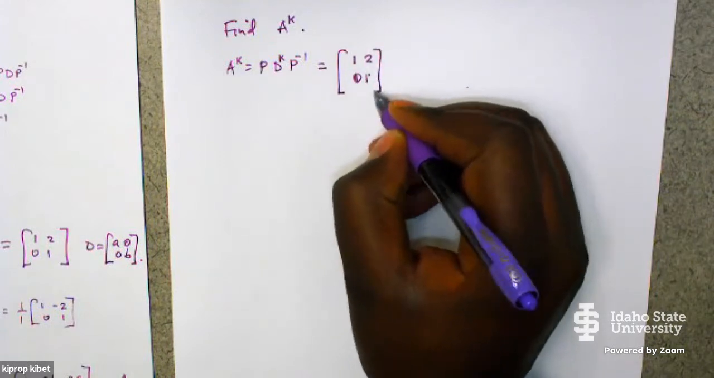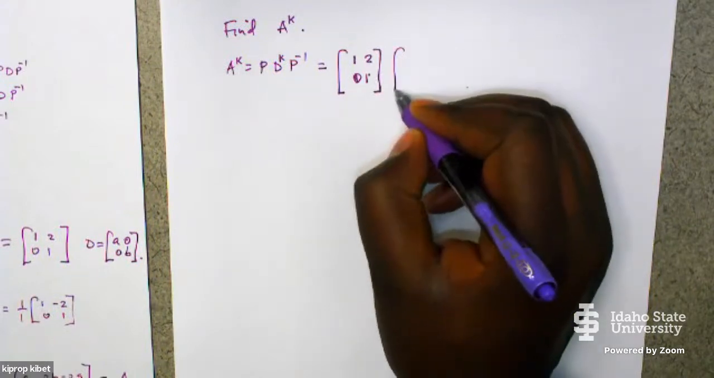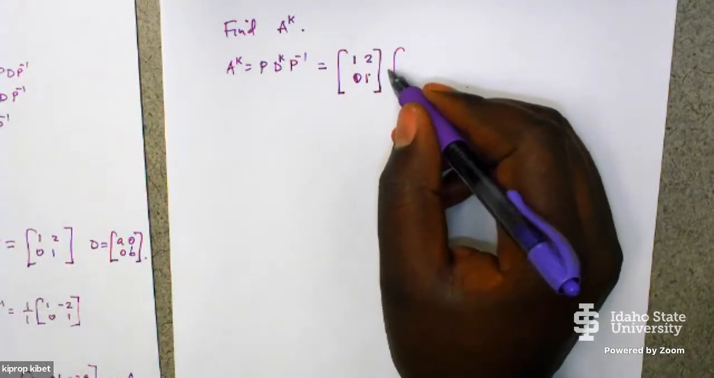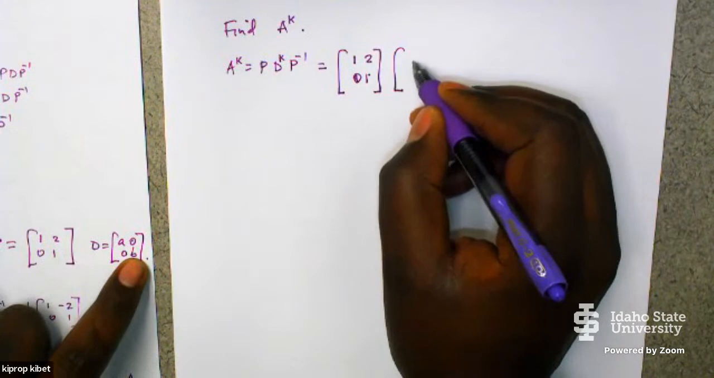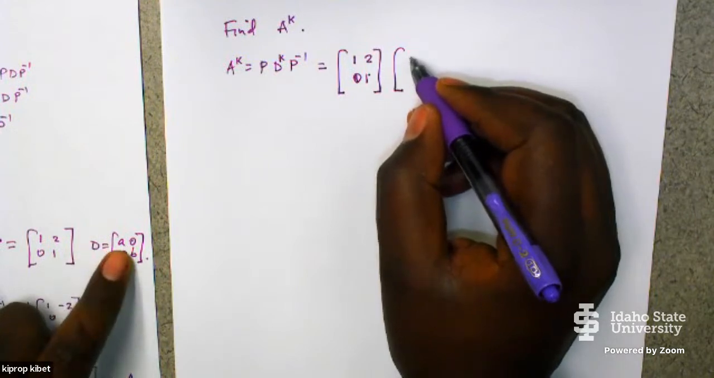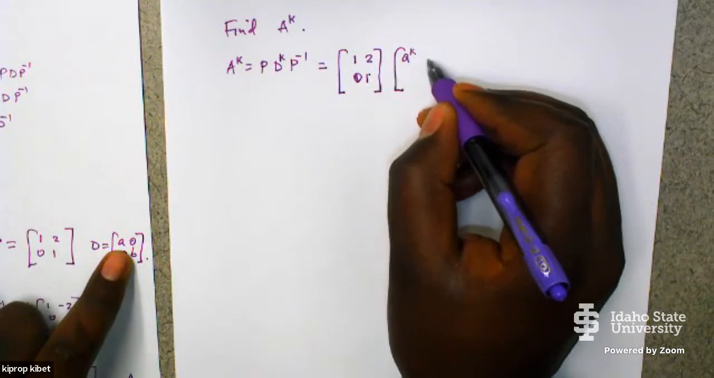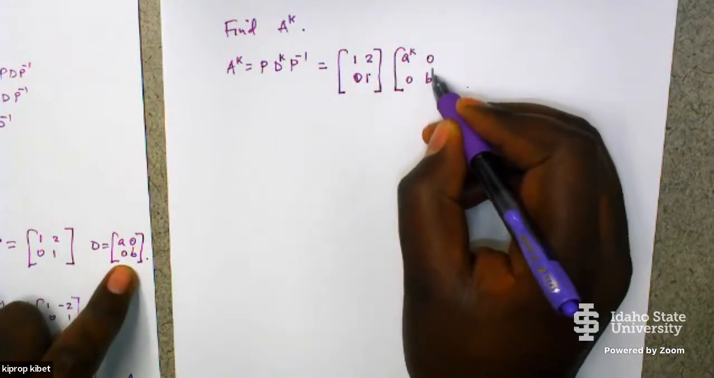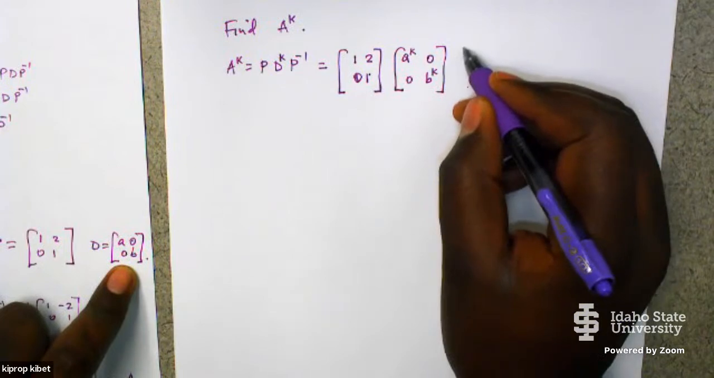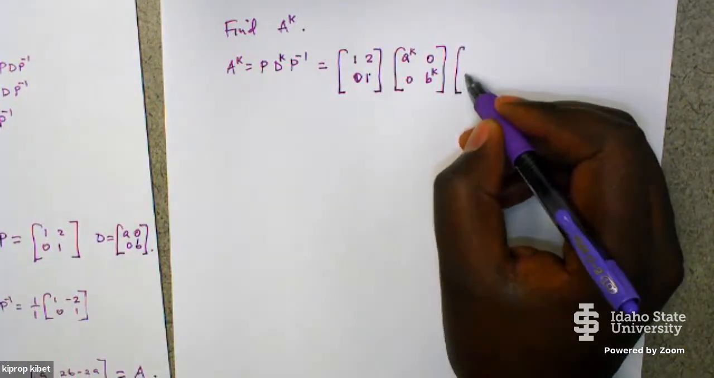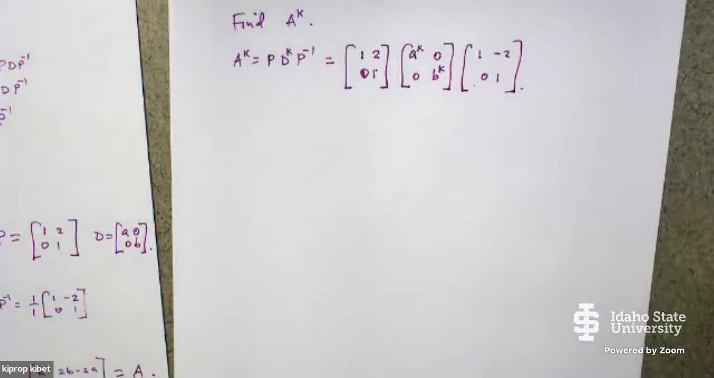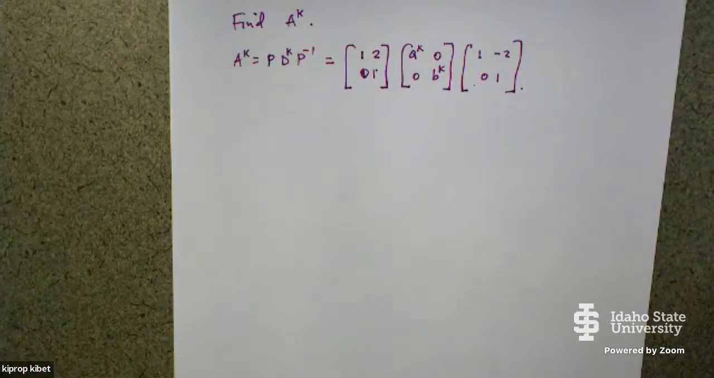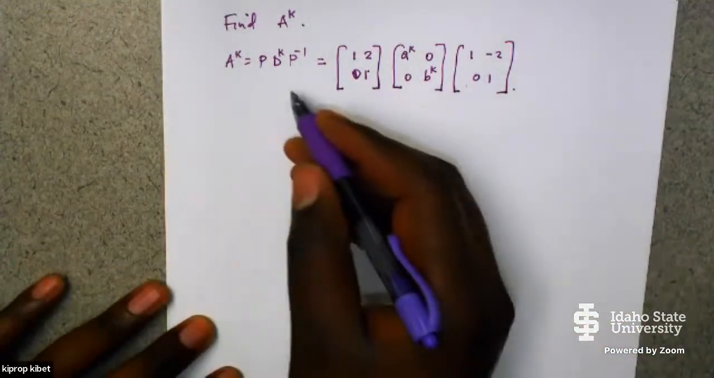That is for P. And then our D is A, 0, 0, and B. So basically, we said D^k is the same as A raised to k here, 0, 0, B raised to k there. And then our P inverse is 1, minus 2, 0, and 1. And then you multiply. So when you multiply, you should get the same thing.